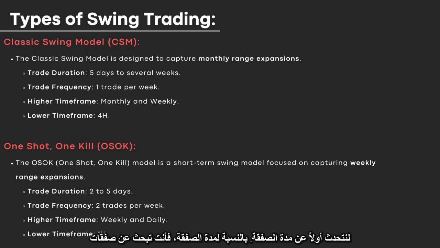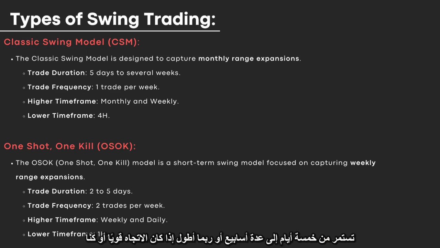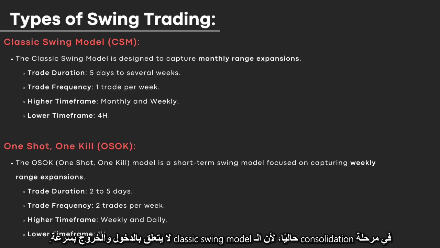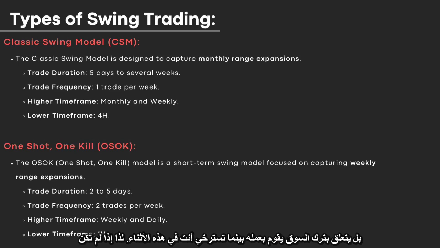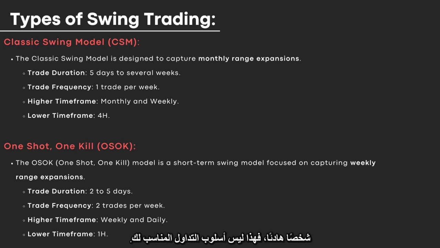Let's first of all talk about the trade duration. For trade duration, you're looking at trades that last 5 days to several weeks, or maybe even longer if the trend is strong or we are currently consolidating. Because the classic swing model isn't about getting in and out quickly, it's about letting the market do its thing while you chill in the meantime, right? So, if you are not a chill person, then this is not the style of trading for you.